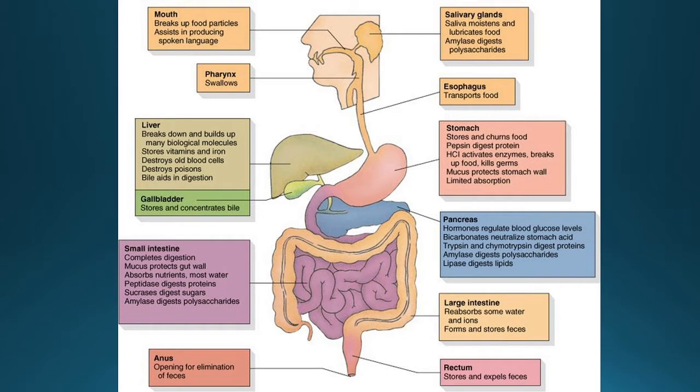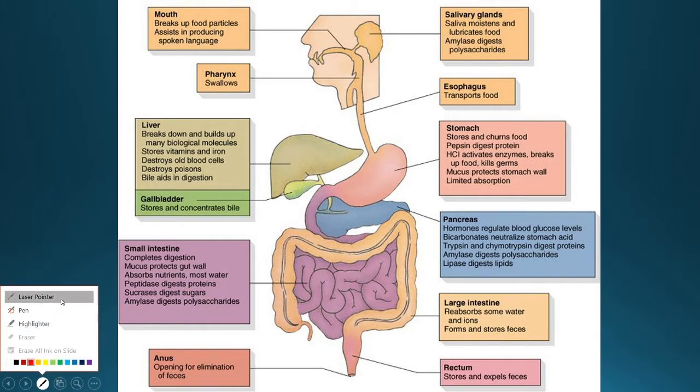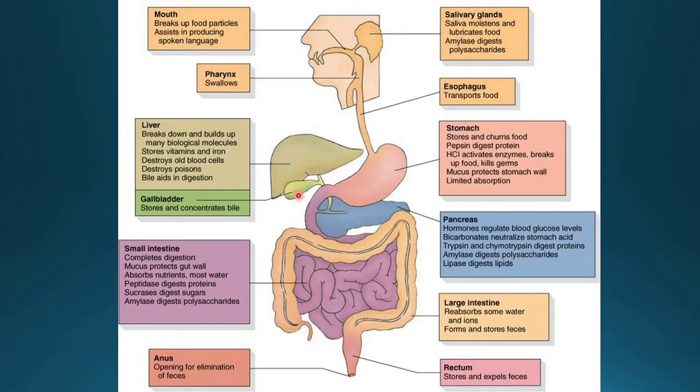And one more thing, guys, there is something called the gallbladder. Let me just take this pointer. So there's the gallbladder right below the liver, which is where more bile is stored and concentrated. So once the liver produces the bile juice, it goes and is stored in the gallbladder. So this is the function of the liver and gallbladder.